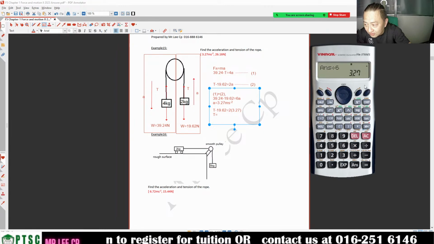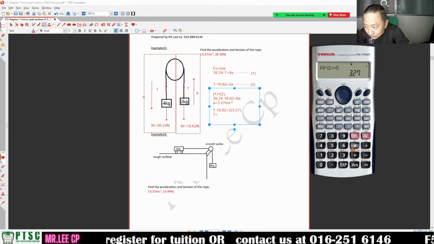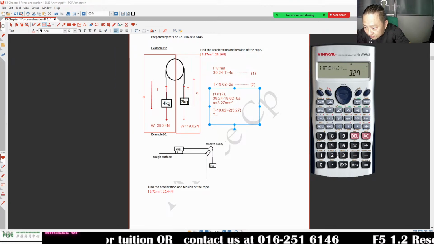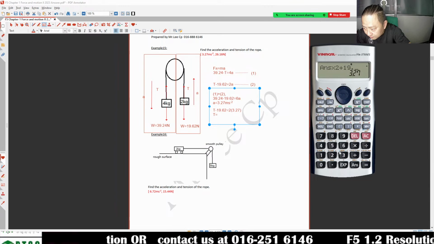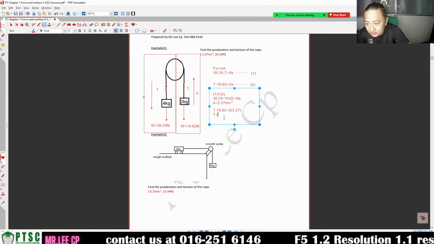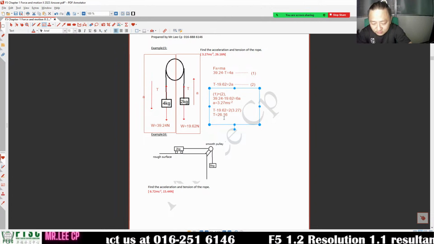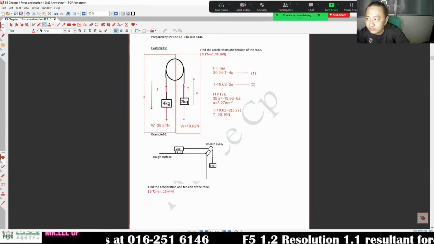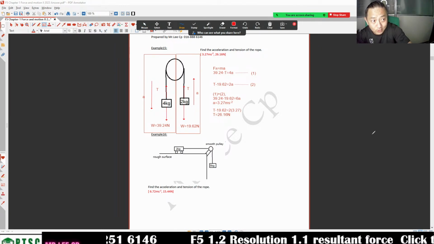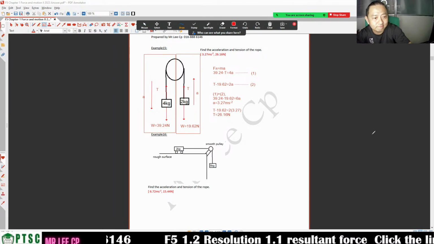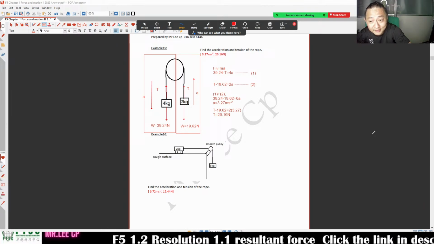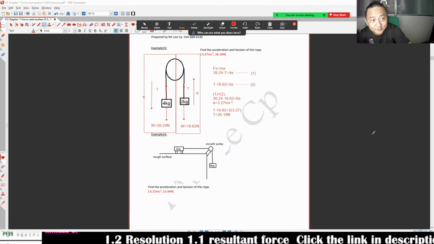T is 3.27 times 2 plus 19.62, equals 26.16. 26.16 newton. Question. Should be okay, right? Should be okay.